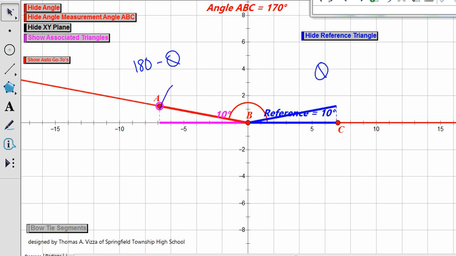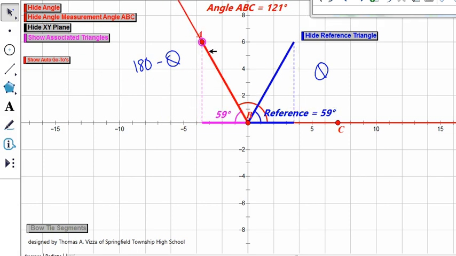And if I had something like 180 minus 120, I would get 60, okay, by again putting the given angle measure in here for theta, so that's a great formula, okay?